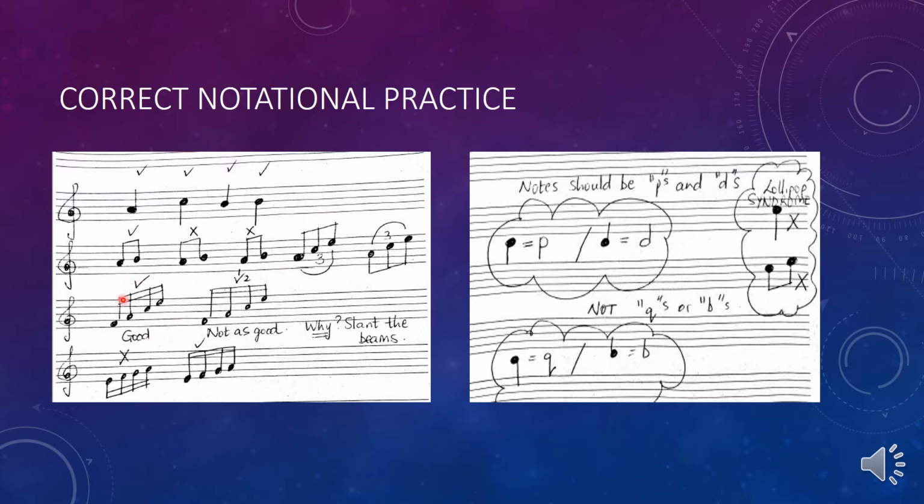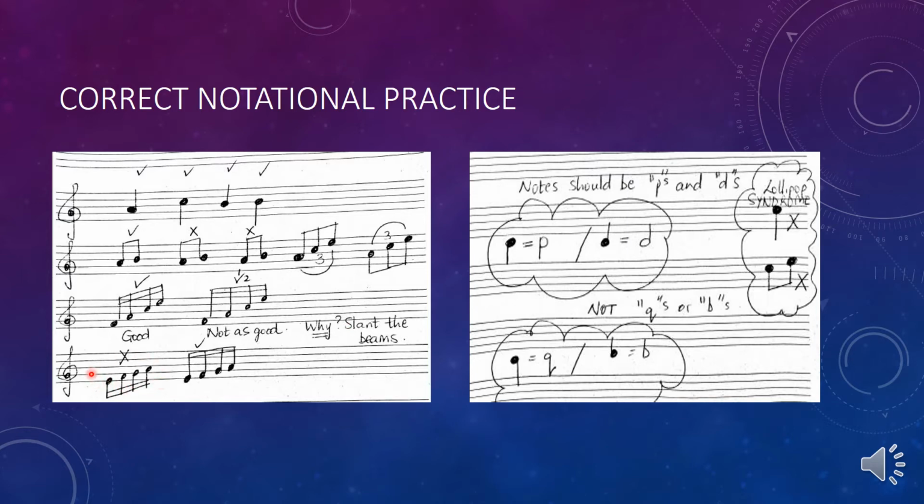This sample here, both of these are written correctly in terms of the stems, but the beam is not slanted in the same direction as the notes, and that makes it harder for musicians to read. It's not as good. You need to slant the beams. Right, this is wrong. Okay, it's just not effective.